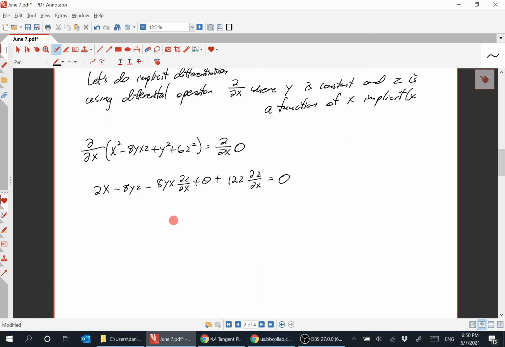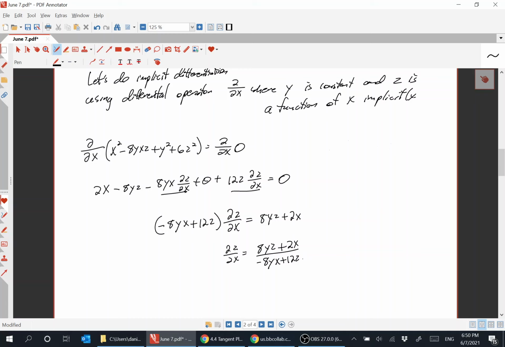Leave the dz/dx terms on one side. Minus 8yx plus 12z, times dz/dx, is equal to, and then the not dz/dx terms, what do we got? We got 8yz plus 2x. Right, so dz/dx is equal to 8yz plus 2x over minus 8yx plus 12z.